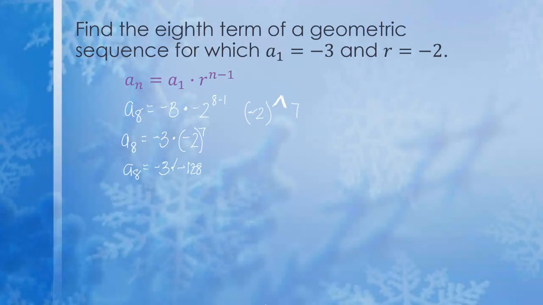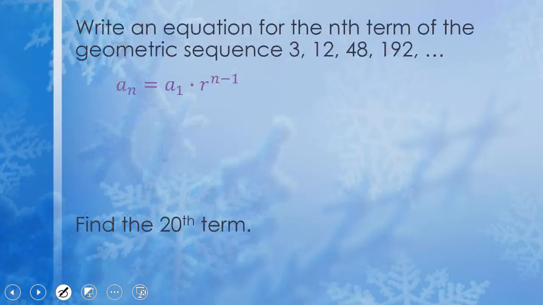Now I can multiply that by -3 and find out that my 8th term is positive 384. So there's some evaluating involved here. You got to be really careful to follow your order of operations, to be careful of your signs, and make sure that you're putting it into your calculator the right way. Parentheses are important, guys. You need to use parentheses when you're doing this stuff, okay?